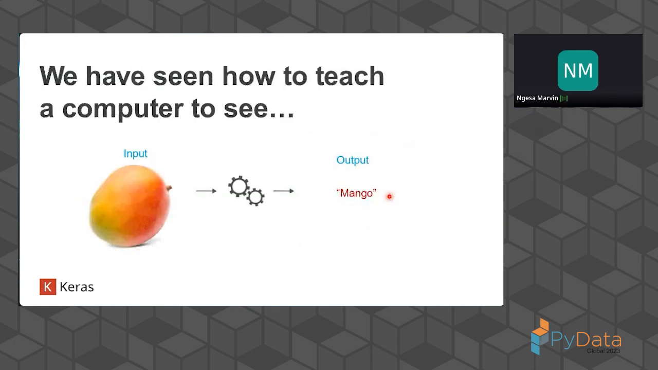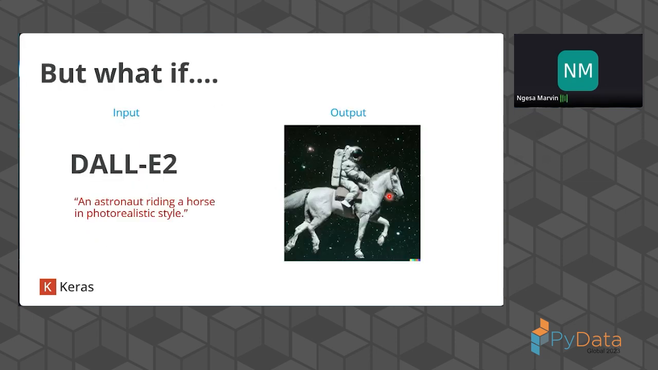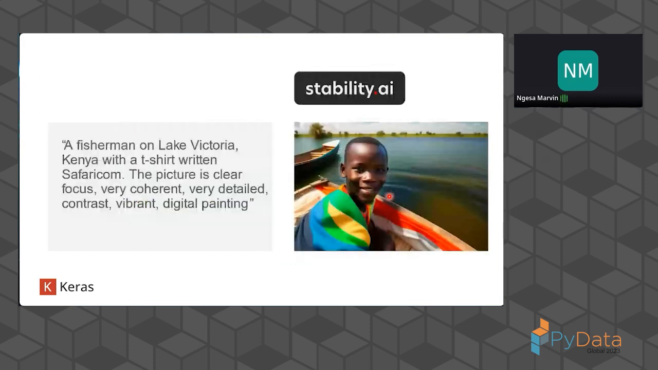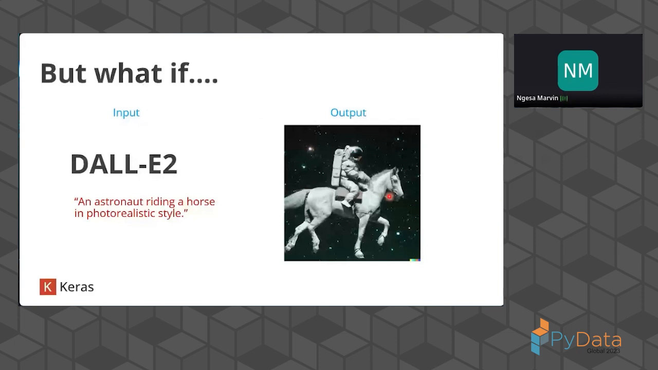But what if you can switch this entire thing to a point where instead of showing a model an image, you give it a word like a mango, or a text prompt? For example, a fisherman on Lake Victoria, or an astronaut riding a bike. I think this one has become very, very common in almost every single thing.